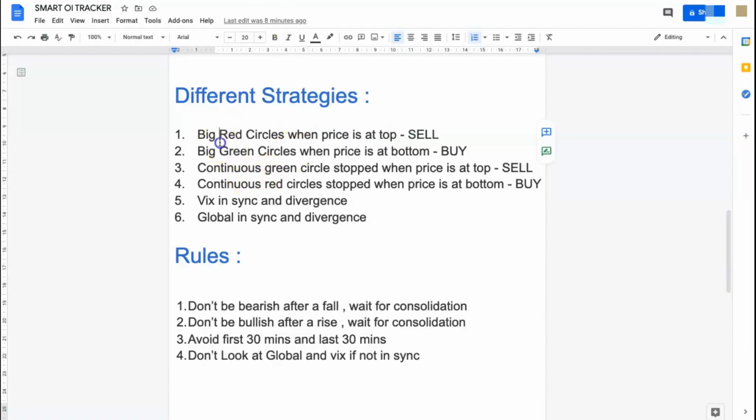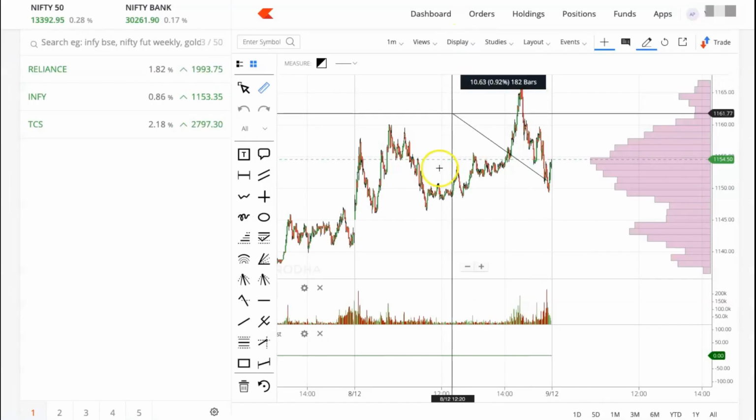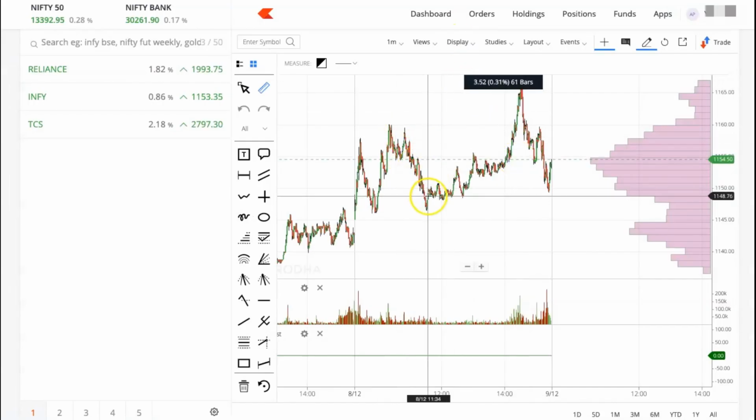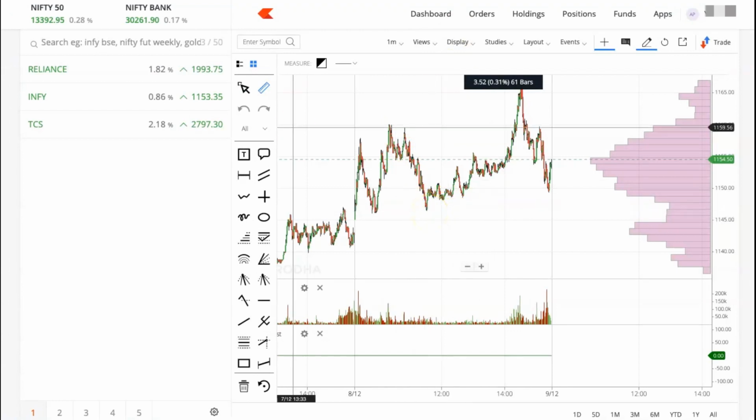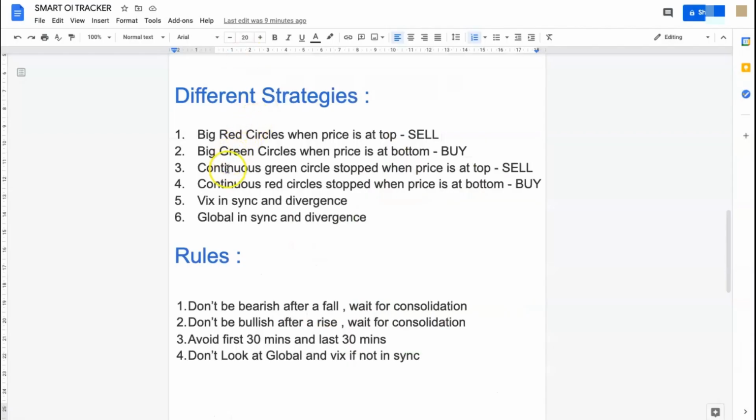So the second point is a big green circle should be formed when the price is at the bottom. Oppositely, when the price is at the bottom, if you are seeing any big green color circle, you can buy it. So that's it. Now let us look into the next strategy.